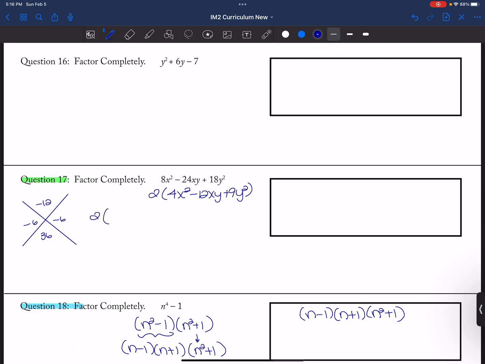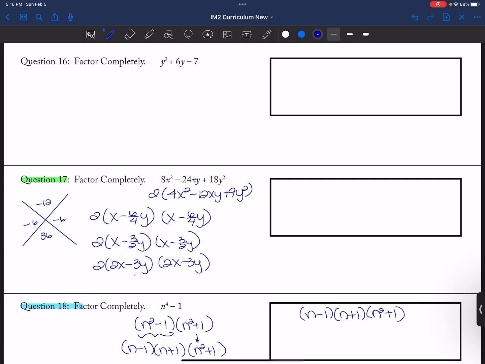So I have a 2. x minus 6 over 4y. x minus 6 over 4y. My x got all wonky. I reduce, so 2 times x minus 3 over 2y. x minus 3 over 2y. What's in the bottom goes to the top. So this is 2 times 2x minus 3y and 2x minus 3y, which is a 2 times 2x minus 3y, the quantity squared.